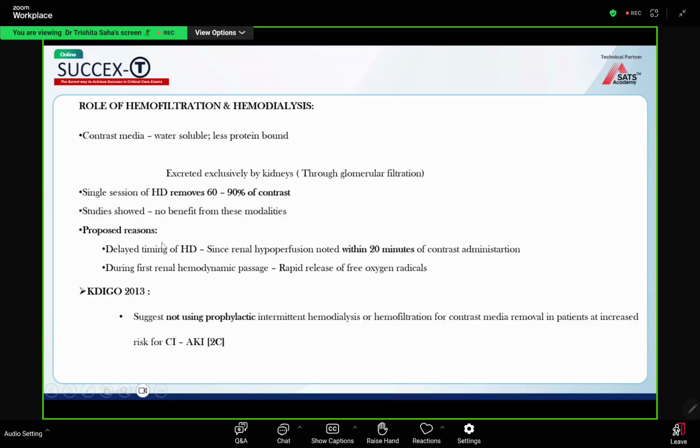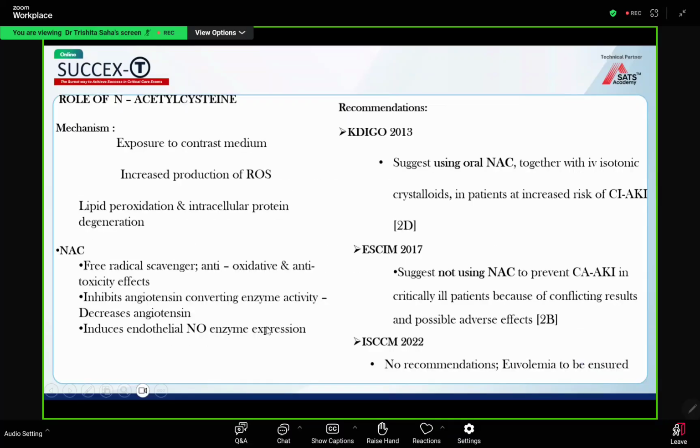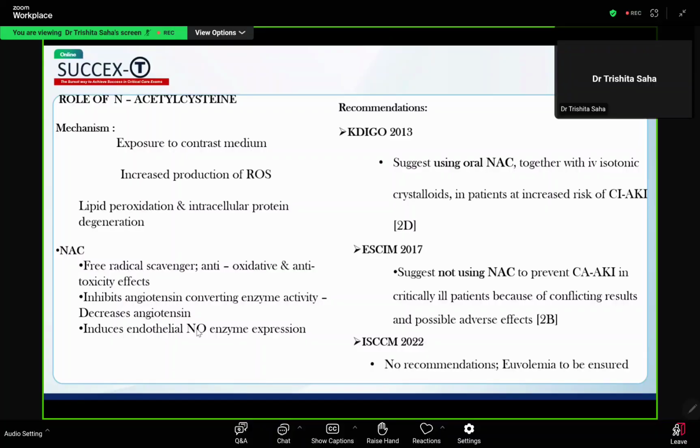The proposed reason might be delayed timing of HD, since renal hyperperfusion is noted within 20 minutes of contrast administration. During the first renal hemodynamic passage, there is rapid release of free oxygen radicals. So the KDIGO guidelines suggest not using prophylactic intermittent hemodialysis or hemofiltration for contrast media removal in patients at increased risk of contrast-induced AKI. Then, any role of NAC?